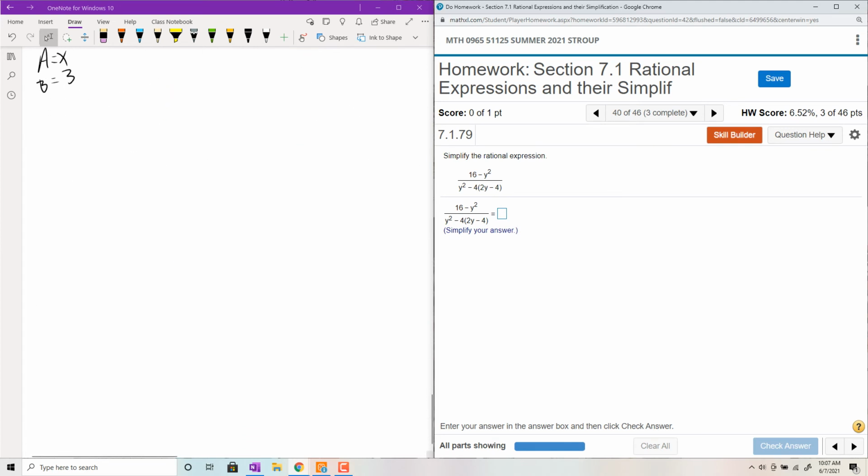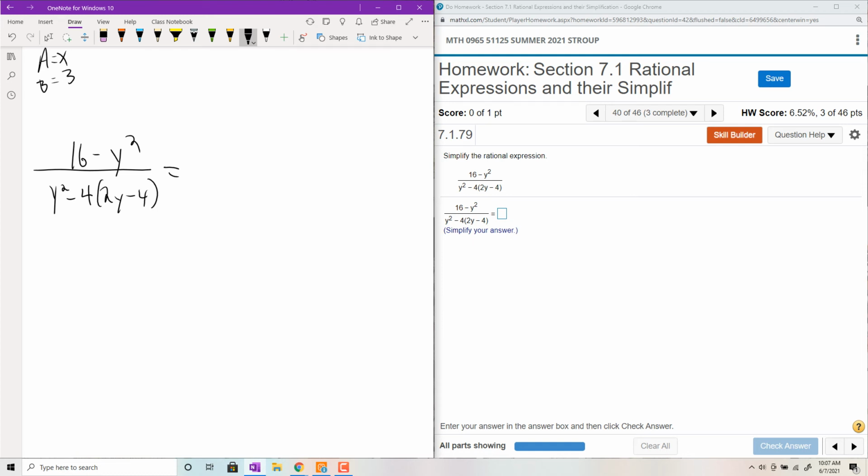This one looks kind of crazy. 16 minus y squared all over y squared minus 4 times 2y minus 4. All right, that denominator needs to be simplified. Let's do the numerator first. That's the difference of squares. So 4 minus y, and then 4 plus y. Okay, the denominator, I need to distribute this first. They're trying to trick you into making a simplification somewhere where you can't. And no, don't be tricked. This would be y squared minus 8y plus 16.